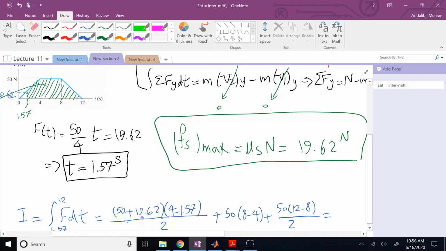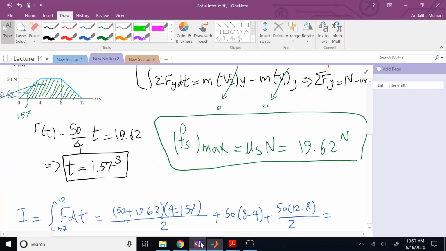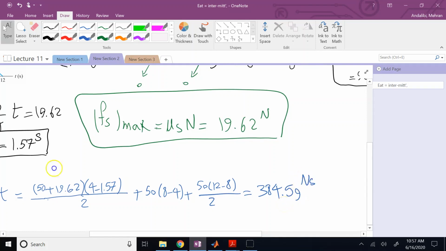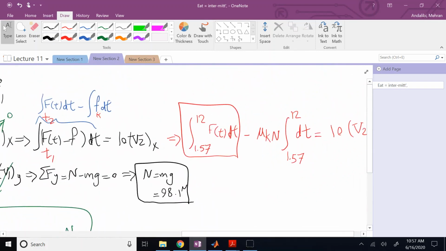All I need to calculate is this number, right? So 69.62 times 4 minus 1.57 divided by 2, and then the whole thing plus 300, right? Which is 384.59. So 384.59 newton seconds. This is this guy that I need here. And I write it down, 384.59.